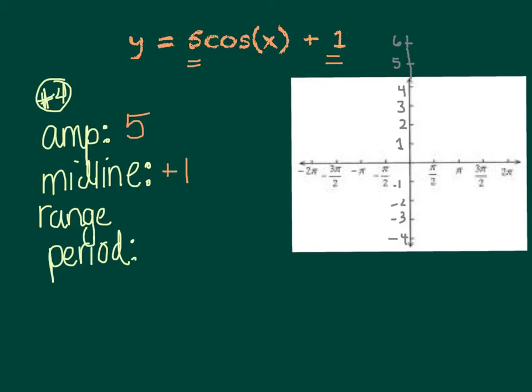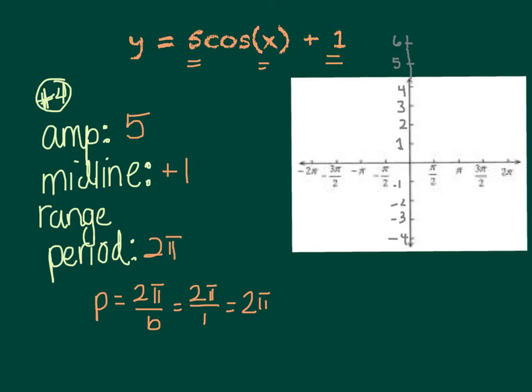And I'll try to find the period. Remember, the period equals 2 pi over b. Well, there's no number in front of my x, so that's just 2 pi over 1. So my period is 2 pi. Now I can start placing things on my graph.